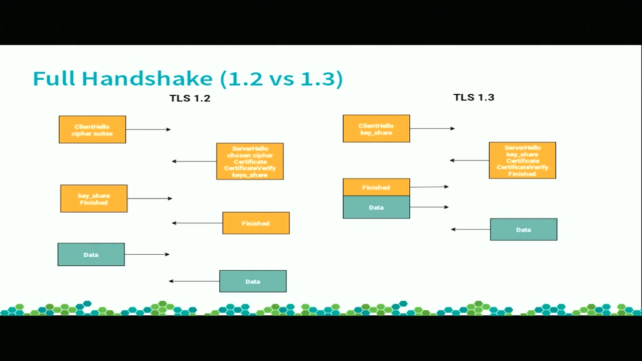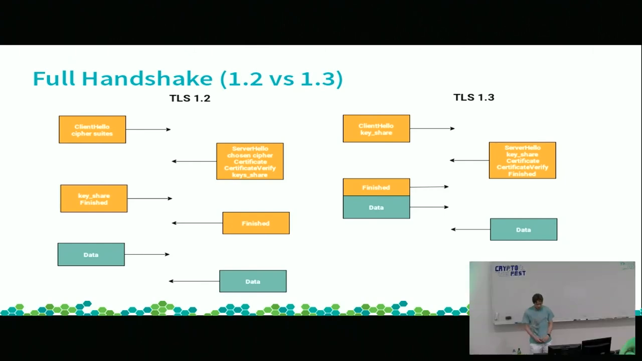Well, the server looks at the choices and determines whether they are fine or not. If they are fine, then it just sends the client back one of its key shares. It also sends back the certificate and the signature, which is proof that it's actually the owner of the certificate and can encrypt and decrypt data with it. One round trip has been shaved off, and the client can transmit data.